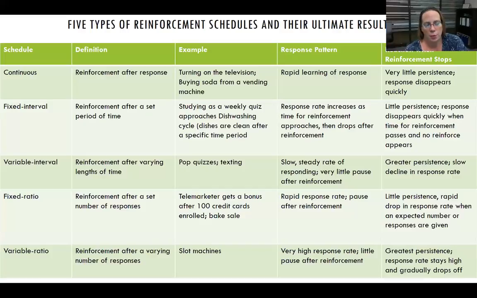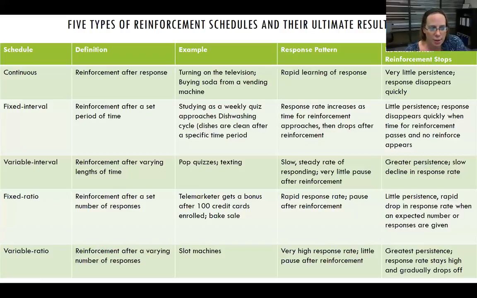So the response pattern is a rapid response rate, pause after reinforcement. Reaction when the reinforcement stops, there's little persistence, rapid drop in response rate when an expected number of responses are not given. So we figured out the pattern, and if we don't get the payoff, then we don't do it anymore. So if the telemarketer doesn't get a bonus, I don't care about it anymore. The motivation goes away, and it's this kind of setting that high level of expectation, and then you take it away, well, my motivation's gone.